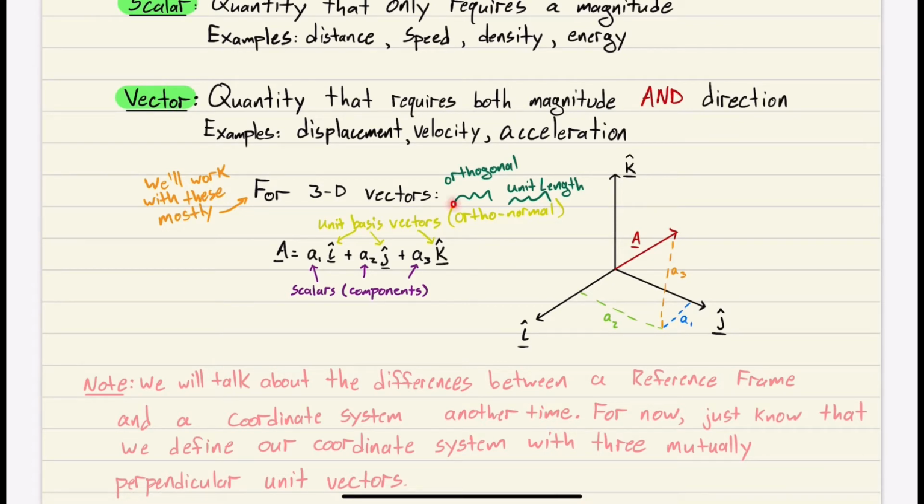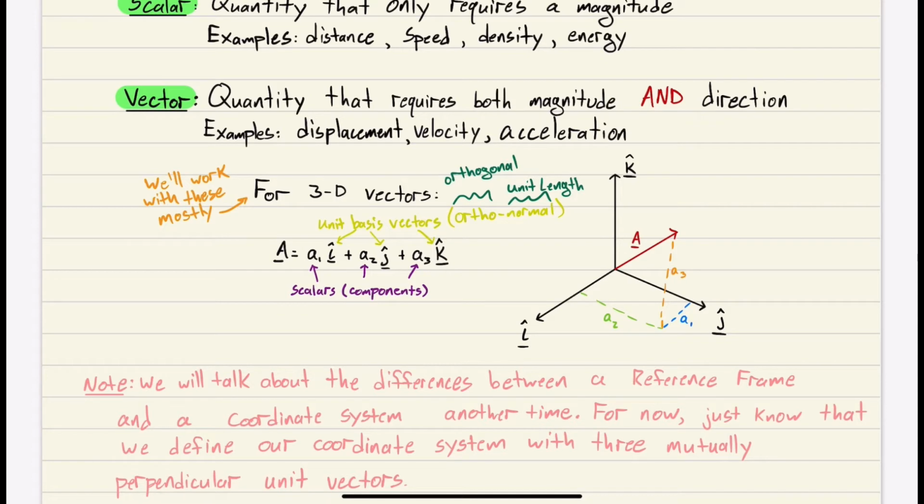So let's break down that word. What does ortho mean? Ortho means orthogonal, or they form right angles with respect to each other, right? So I hat forms a right angle with J hat, and I hat also forms a right angle with K hat, and J forms a right angle with I and K, and then K forms a right angle with I and J, right? So this kind of makes your coordinate system. And then normal means unit length, and I just said unit length means length 1. So all of these are length 1, length 1, length 1.